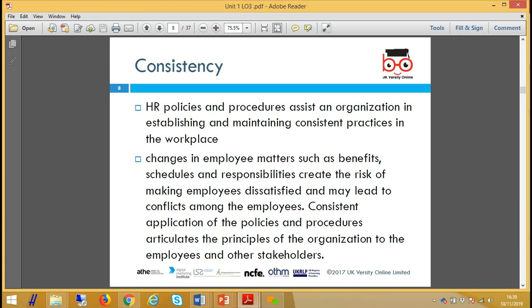So the whole idea of HR is to treat people fairly, equitably and consistently. An aspect of fairness is consistent treatment. We call this natural justice, that like cases should be treated alike. The principle of natural justice.